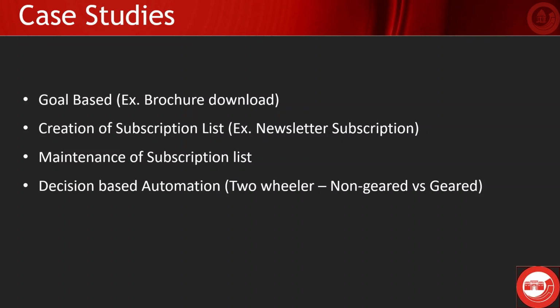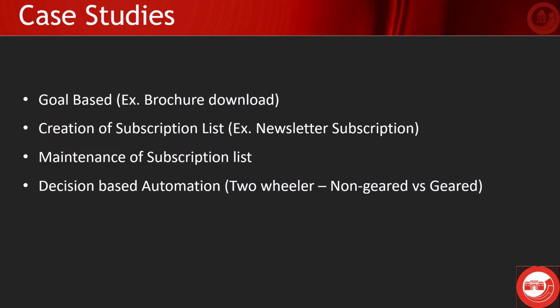And the last one is decision-based automation. This is a very easy one. Like how we used to study flowcharts and algorithms, you might have seen that diamond, right? The diamond has two arrows. One will be true, one will be false.